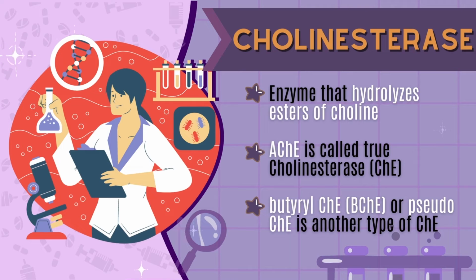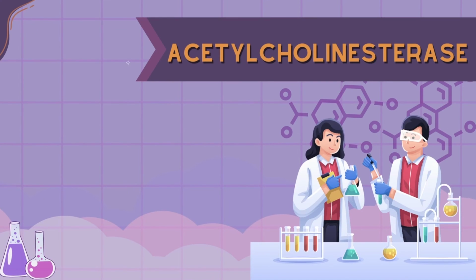Acetylcholinesterase is called true cholinesterase since it is an enzyme found in the brain and erythrocytes of many species. Cholinesterase is defined as an enzyme that hydrolyzes esters of choline. Butyryl CHE or BCHE or pseudo-CHE is another type of cholinesterase. Both enzymes mentioned can be inhibited by anticholinesterase agents such as organic phosphate insecticides, whose toxicity is characterized by excessive accumulation of acetylcholine.